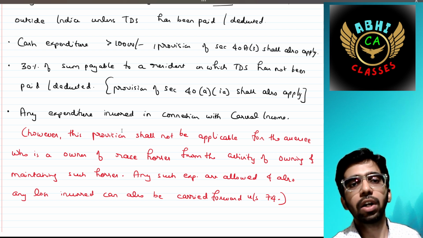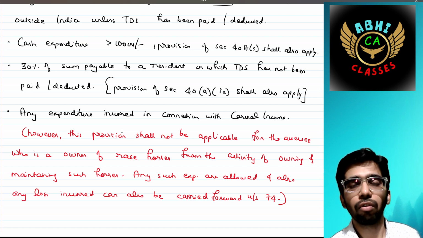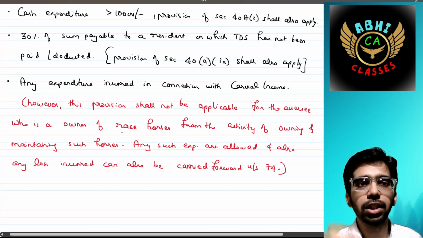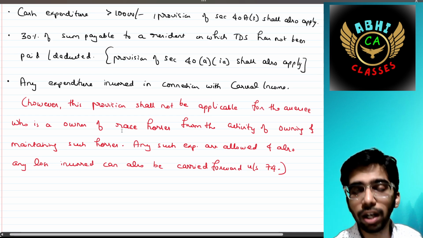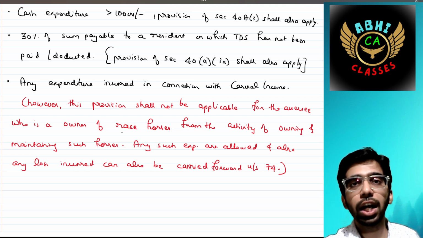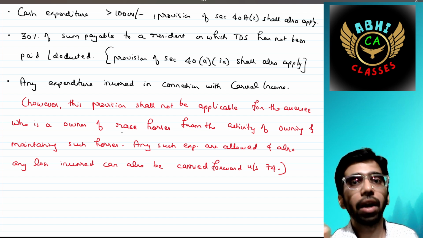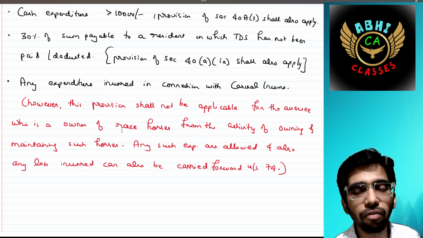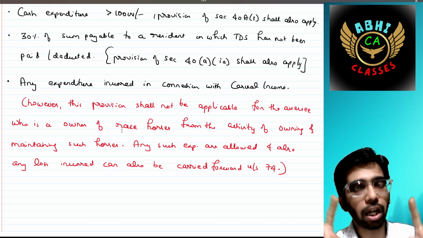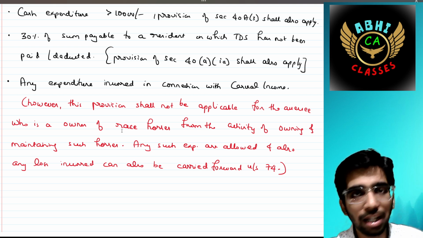Any expenditure incurred in connection with casual income. Casual income means horse race, puzzles. In respect of that, any expenditure you incur is fully to be disallowed. But there is one concept. However, this provision shall not be applicable for the owner of that horse race, from the activity of owning and maintaining that horse race, and any such expenditures are allowed, and also loss can be carried forward under section 74. If you are the owner of that horse race and running the business, for you that is allowable. For others, it is simply treated as casual income, and for them it is not allowed.